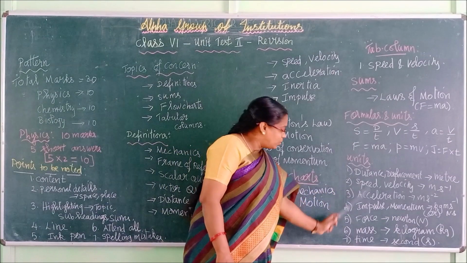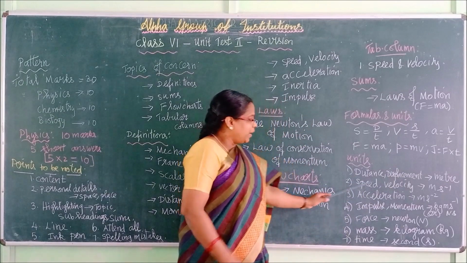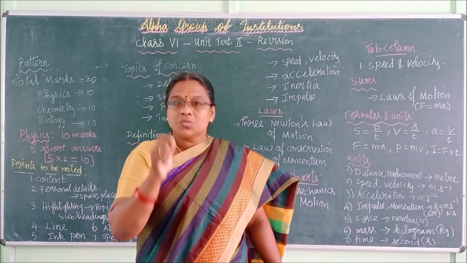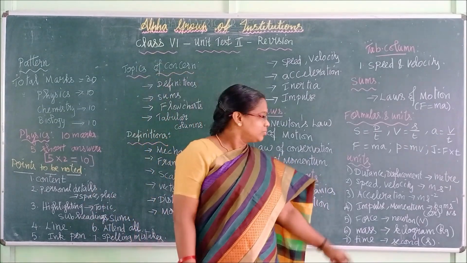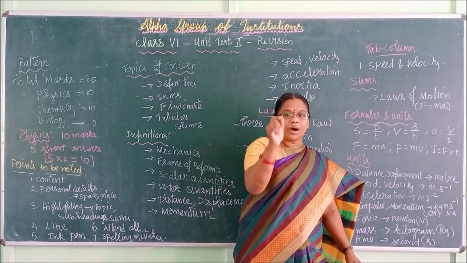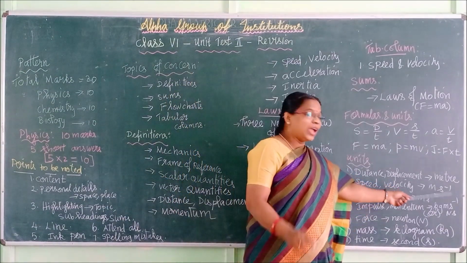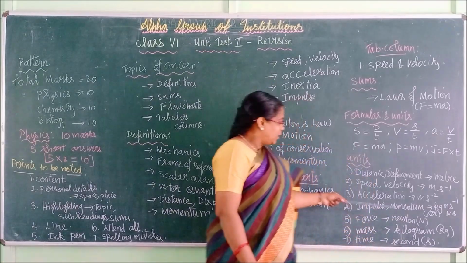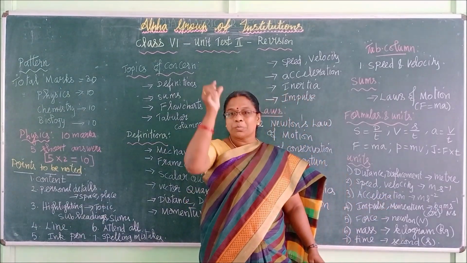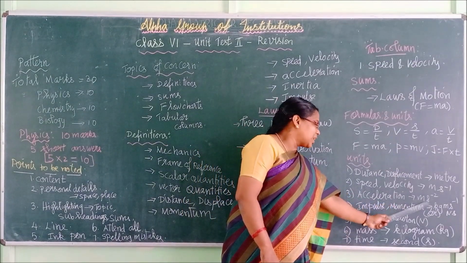Now, these are the units I have written. For distance and displacement, the unit is meter. For speed and velocity, meter per second, small m, small s, power -1. How do you read it? Meter per second. Don't read it as m s minus 1. This -1 you have to write on the top. Next one, acceleration is meter per second square, m/s power -2 for writing. How will you read it? Meter per second square.